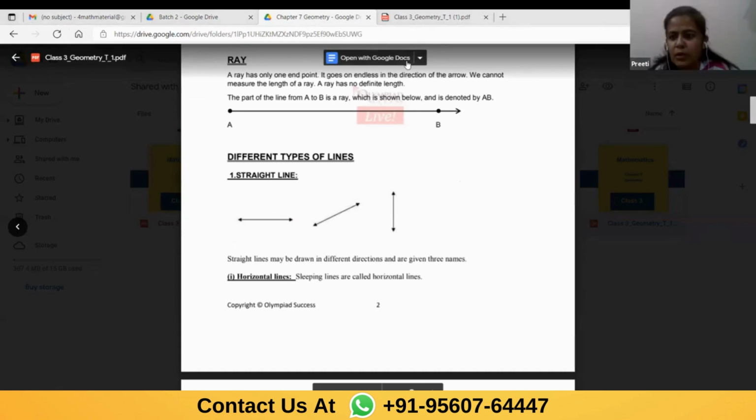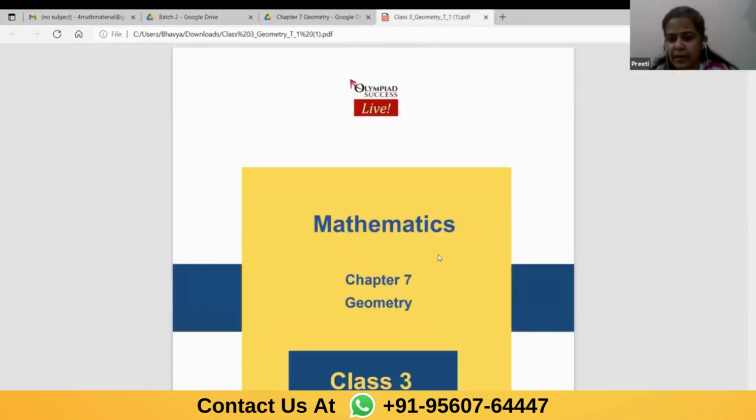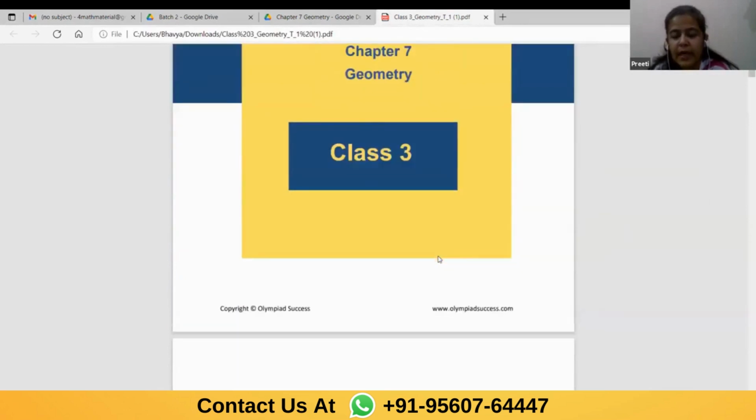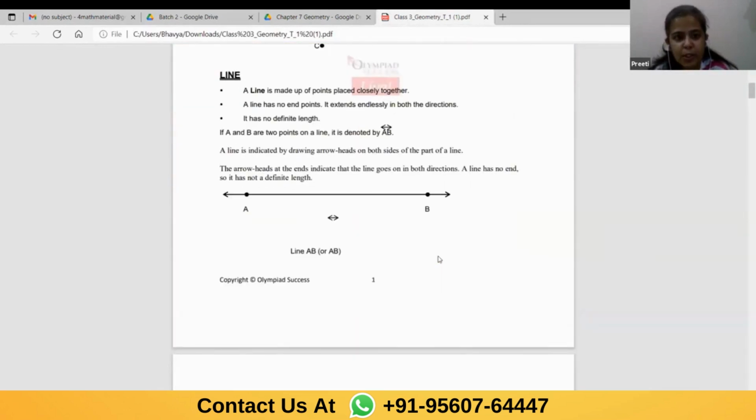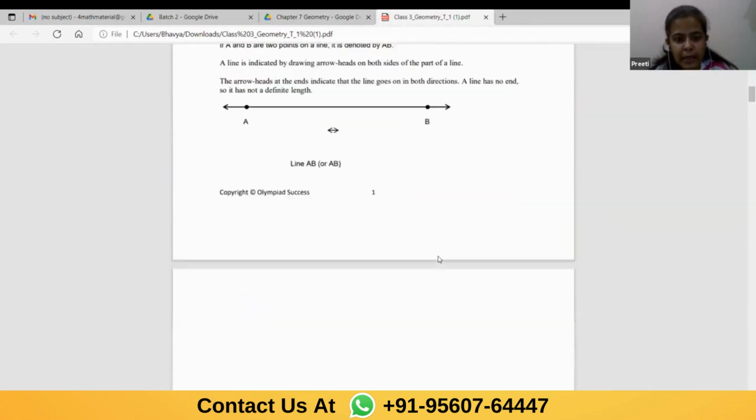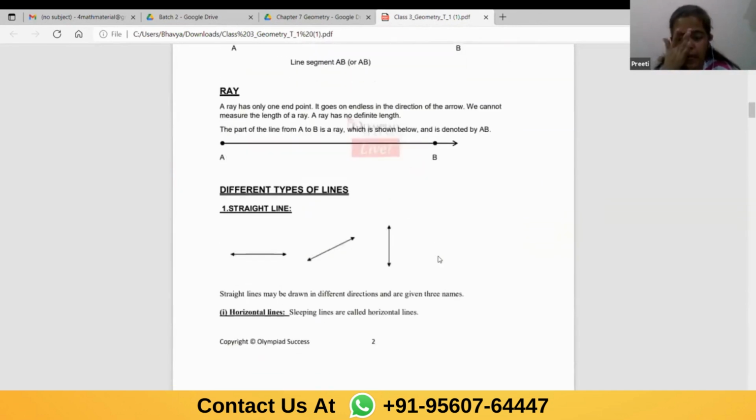Chalo. Now let us come back to geometry. Now children, last time I told you point, line, line segment and ray. Now let's come to different types of lines.